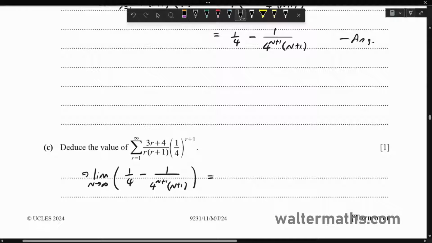Alright, so for the constant, we just have a quarter, and on this part, as n approaches infinity, we can say that this whole thing will tend towards 0, because the numerator is constant and the denominator keeps on increasing, so this will tend towards 0.